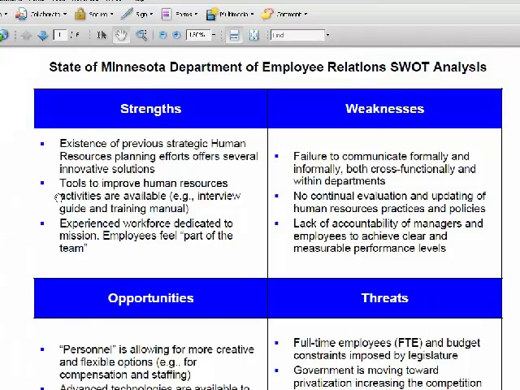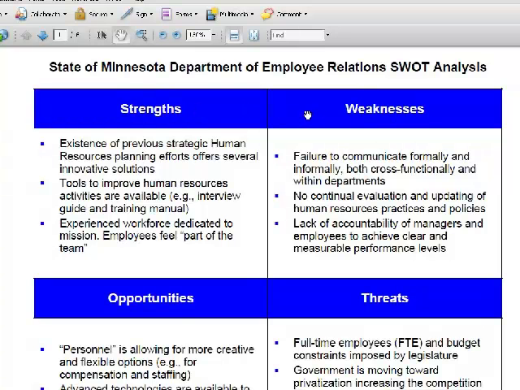Another strength could be to improve human resource activities that are available. Another strength, they have an experienced workforce dedicated to the mission. Employees feel a part of the team. So these would be considered strengths in an employee relations SWOT analysis. And in this case, they have gathered all this information through their environmental scan and categorized it into strengths, weaknesses, opportunities, and threats. So these strengths are positive and internal to the organization.